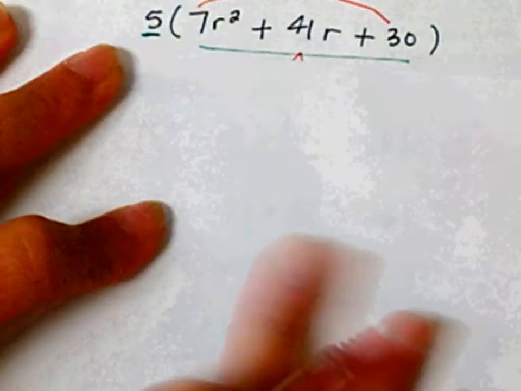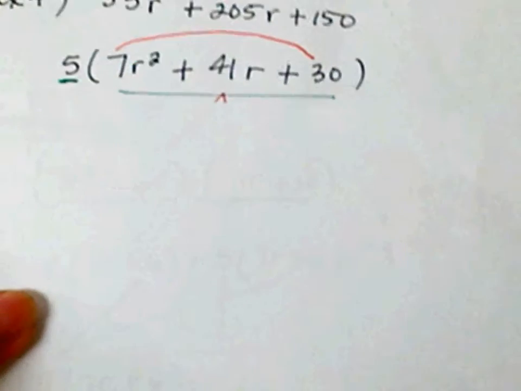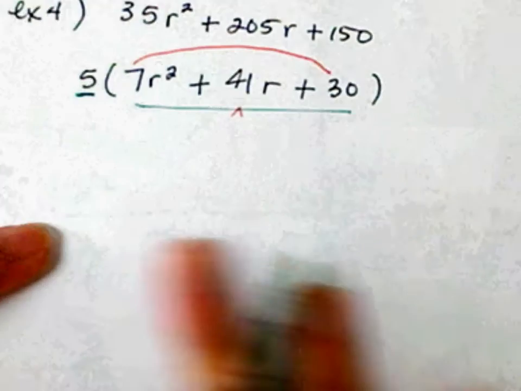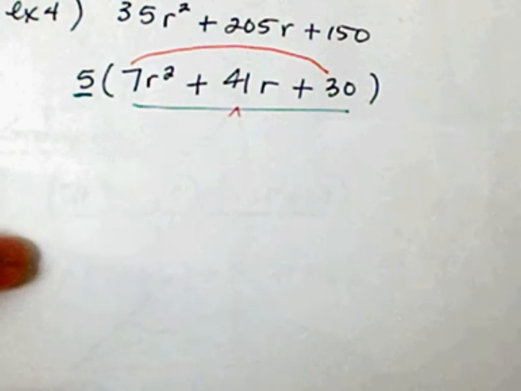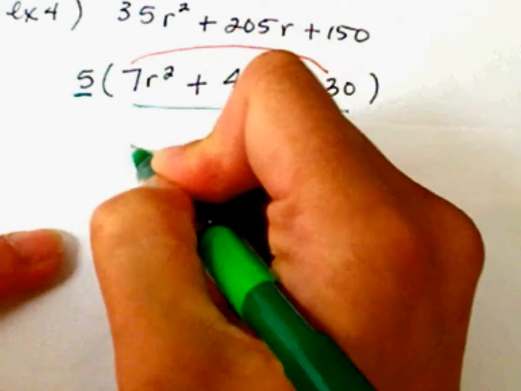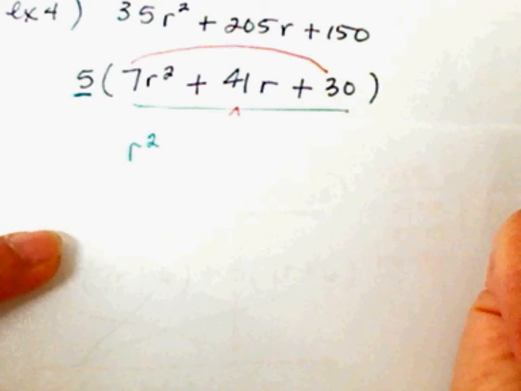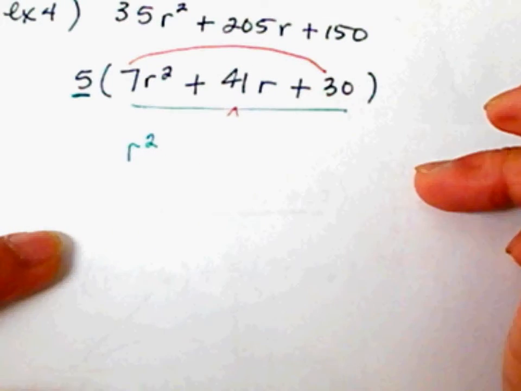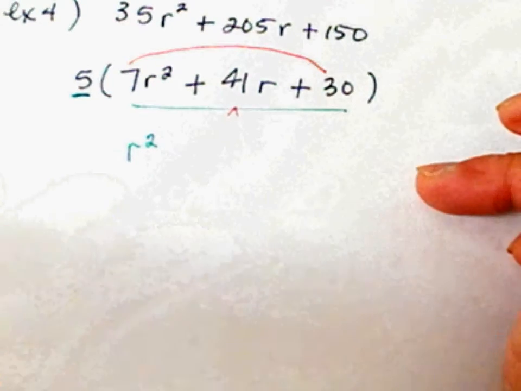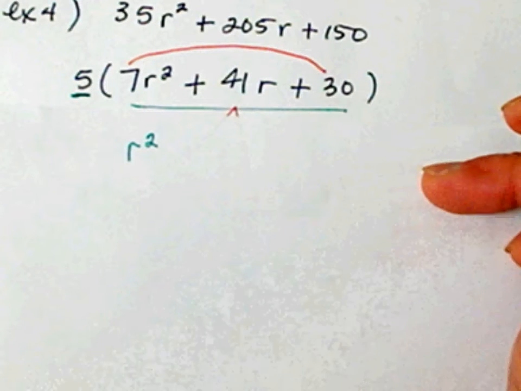Here's the bottoms up method. All right. So what you want to do is, remember this 5. I'm going to deal with that 5 later on. Okay? So you're going to write R squared plus 41R plus 30. So here we go. All right.